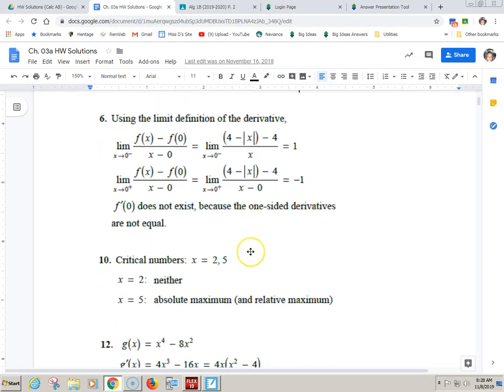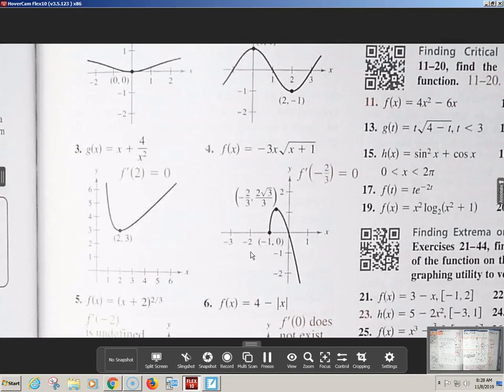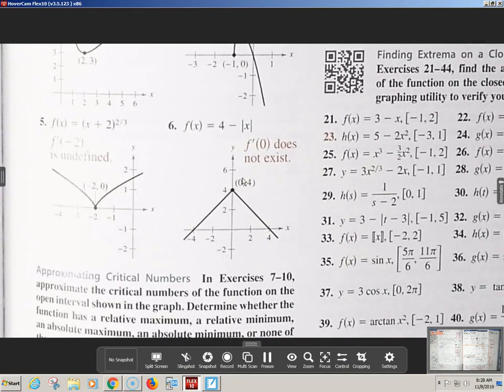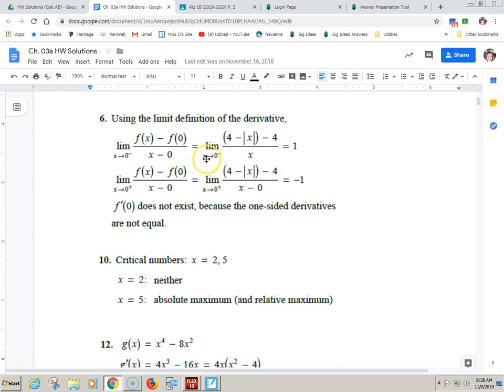Number 6. Definition of derivative. Forget that. Guys, look at number 6. What's occurring at the max? A sharp point. Good. So just say the derivative does not exist because it's a sharp point. They gave you the graph. I mean, I guess you could think about the definition of derivative not agreeing.